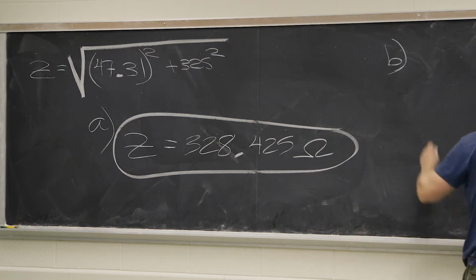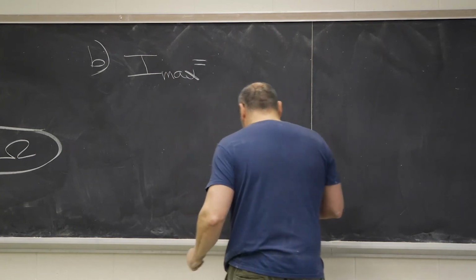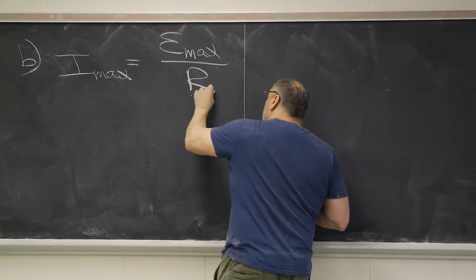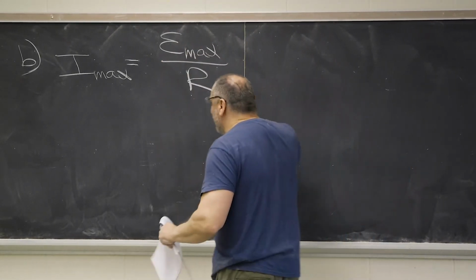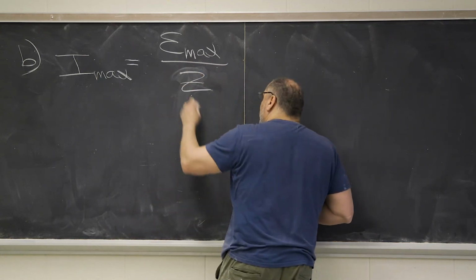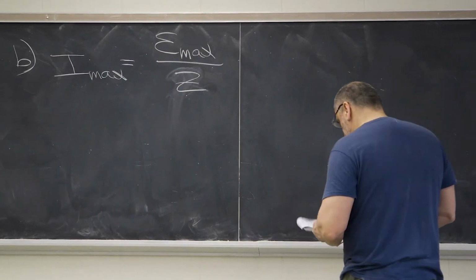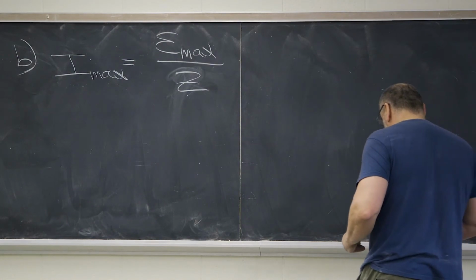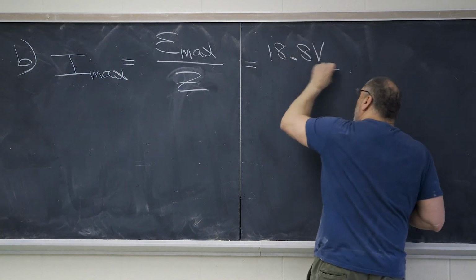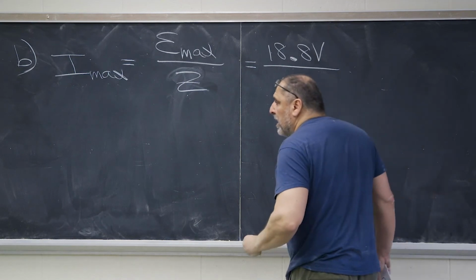B. I max is E max over R. Well, yeah, it is if you're talking about R. I let myself slip a little bit. The new R, so to speak, is Z, the total impedance. So what do you got? You got 18.8 volts. They told me about that. The other thing was 328.